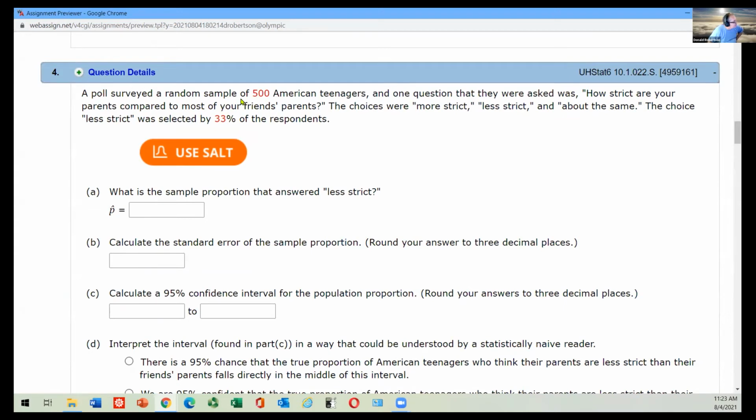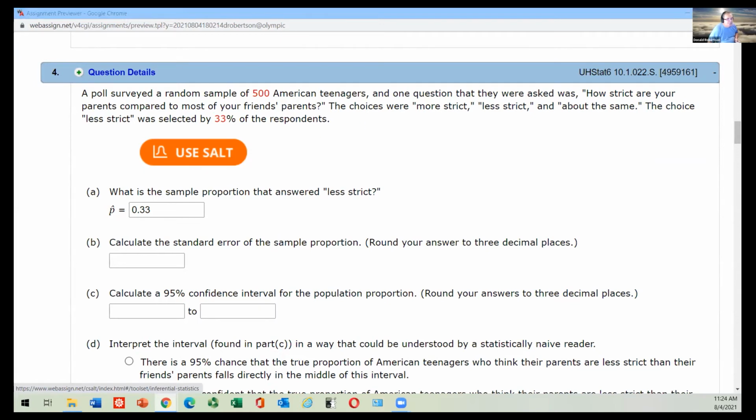4. A poll surveyed a random sample of 500 Americans on how strict their parents are. 33% responded. Okay, 33% of 500. They don't seem to have a lot of imagination. What I've just done in my calculator is found out that that means 165 Americans. So p hat is 0.33, because isn't that 33% as a decimal? Now they want us to do a standard error and a 95% confidence interval. So I'm going to get lazy now and just let Salt do it, rather than do it by hand.